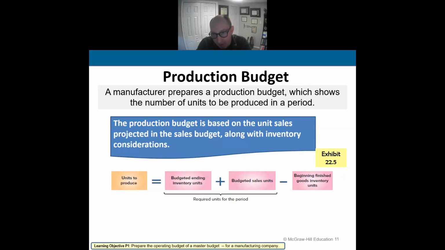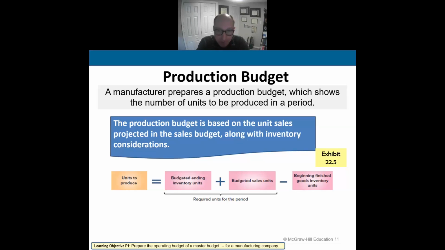The production budget is the next budget. And remember, it all started with sales, okay? So I knew how many units I planned to sell for the year. What that does is it tells me the number of units I need to make. If I said, hey, I'm going to sell 20,000 units, I also plan to end the year with 5,000 units in inventory. Then that tells me simply I need to make 15,000 units.